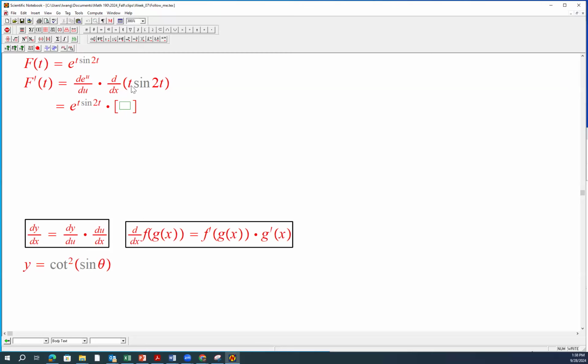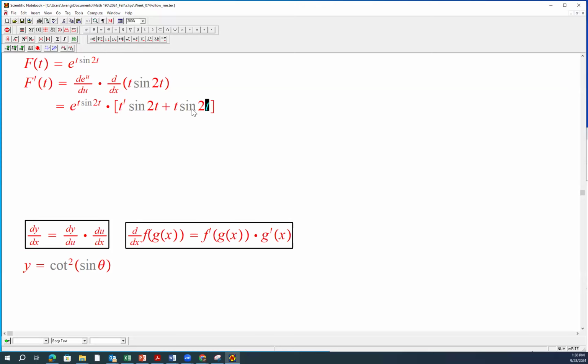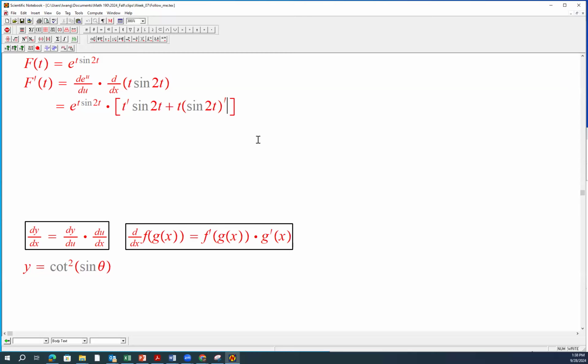So the derivative of t. Basically, we are applying the product rule, okay? Differentiating t or differentiating sine 2t. So that's the situation we're in.